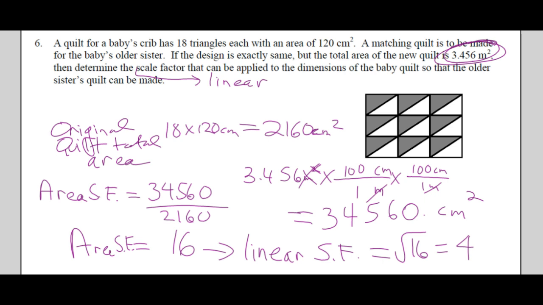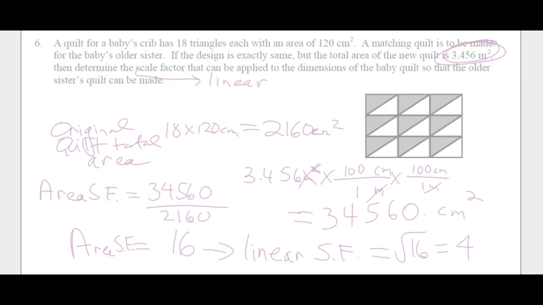So in this last one, we had to do a number of things. We had to figure out the original area of the quilt. We had to take the area of the new quilt, but change it into the same units. You can't get a scale factor if the units are different. We took the new divided by the original to get the area scale factor, saying this is 16 times larger in area, which means that each dimension is 4 times larger. The linear scale factor is 4.